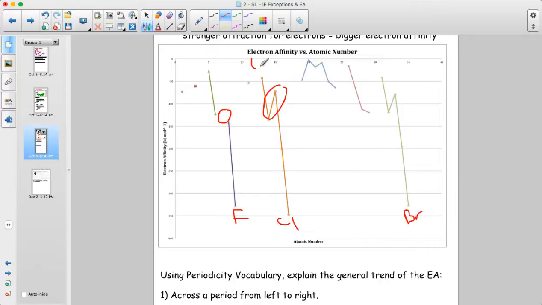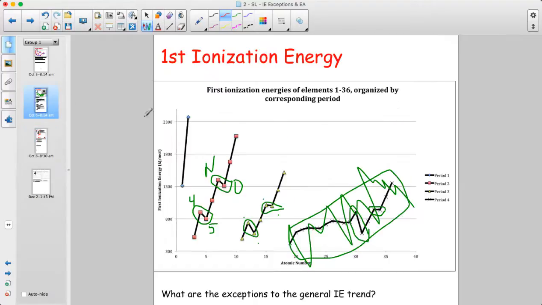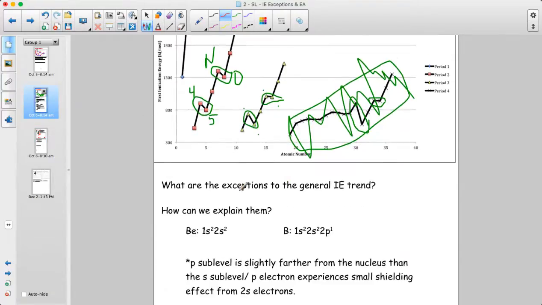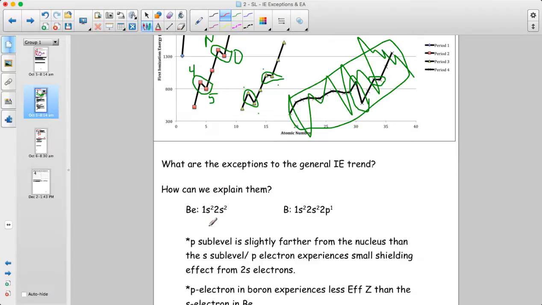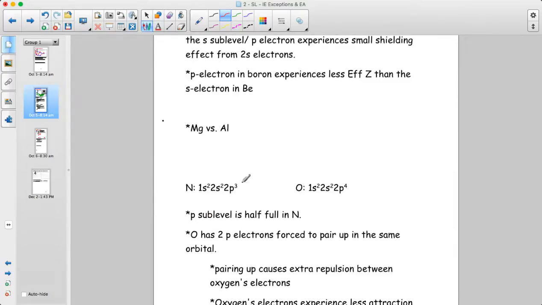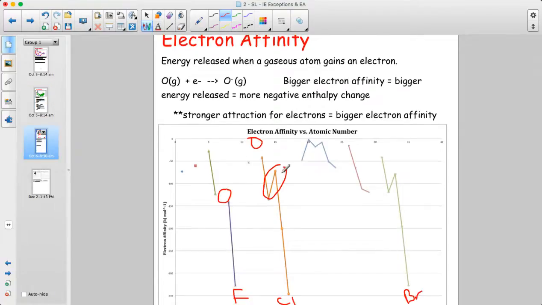The gaps in the dips are exactly what we were looking at in the ionization energy trend, that beryllium doesn't get an electron affinity. Beryllium doesn't tend to gain electrons. It's hard to make beryllium gain electrons because it would turn it into this configuration, which is less stable. Same thing for nitrogen. Nitrogen with that half full P sublevel isn't very likely to gain electrons that become P4. That wouldn't really be stabilizing.